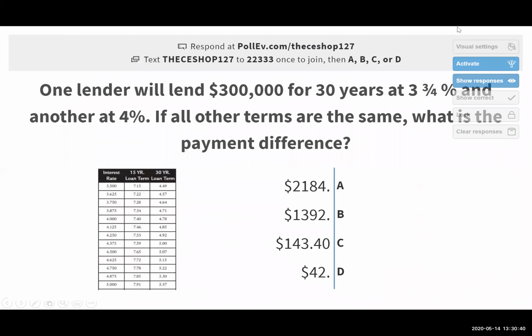So here we go. Here's our first shot at one of these. We're playing with two lenders here. You've got one lender that'll lend $300,000 for 30 years at 3.75%. You've got another that'll lend that same $300,000 at 4%. If everything else is the same in the contract, what is the difference going to be in the payment?